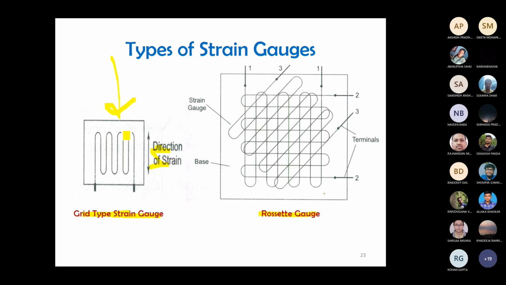Any changes in length, area, or volume happen, and due to the changing of those parameters, that may cause a change in the resistance value. You can get that. But you can get only one direction. If the force is coming vertically, and you want to get the reading for a force in horizontal movement, then another combination is required.